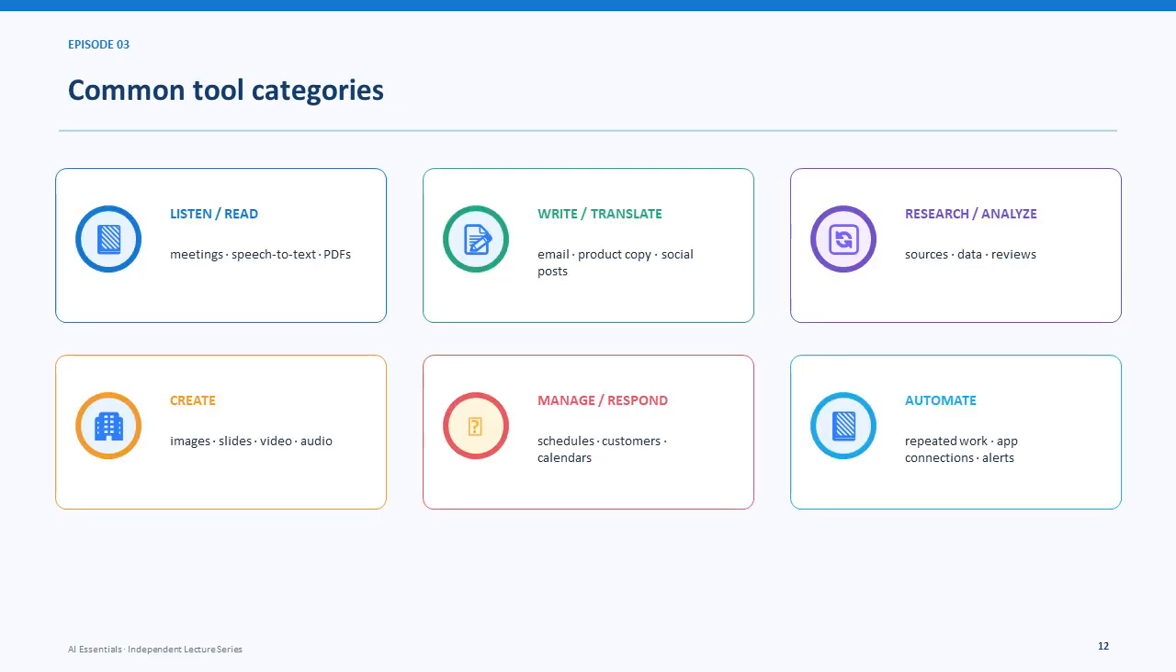These 6 categories organize common tools by what people need to accomplish. Listen and read tools support meetings, speech-to-text, and document review. Writing and translation tools help draft, polish, and adapt content. Research and analysis tools summarize, cite, and review information. Creation tools produce images, slides, video, or audio. Management tools support schedules, customers, and operations. Automation tools connect repeated actions across apps and services.